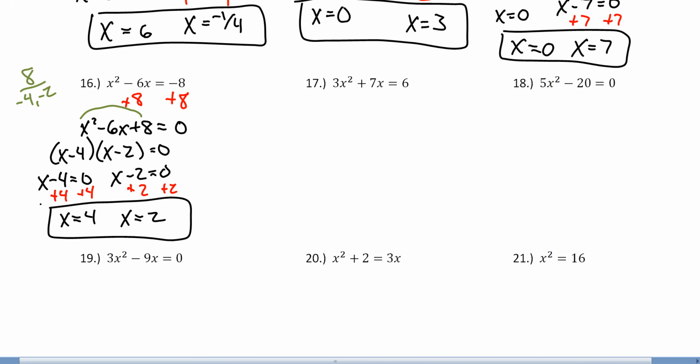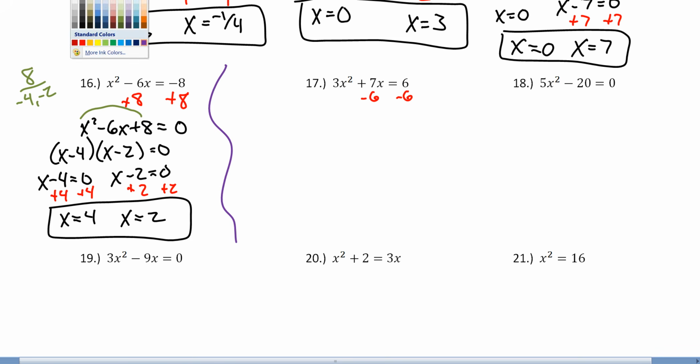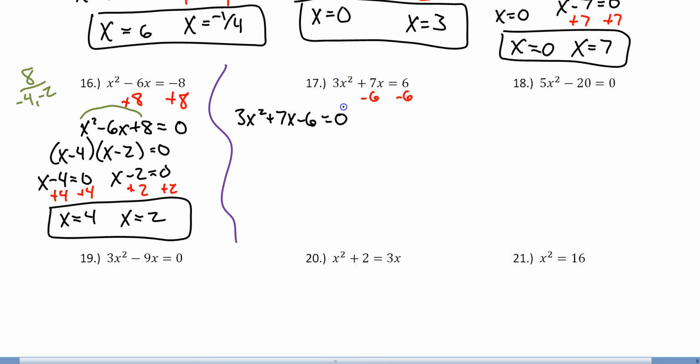That's it. The next one, once again, I got to get it set equal to 0 first, so I'm going to subtract the 6 from each side. Let me scoot that off to the side here a little bit because I think I'm going to need a little extra room on this one. So now I have 3x squared plus 7x minus 6 equals 0. I always try factoring first, so I build a bridge. That's a negative 18. Two numbers that multiply to a negative 18 but add to a positive 7 are a positive 9 and a negative 2.